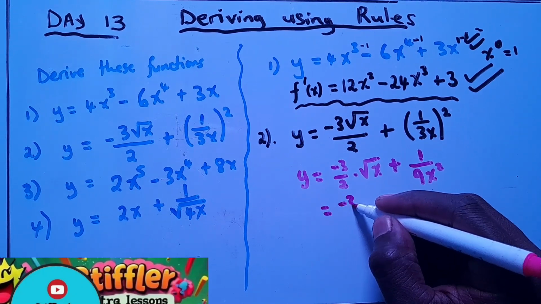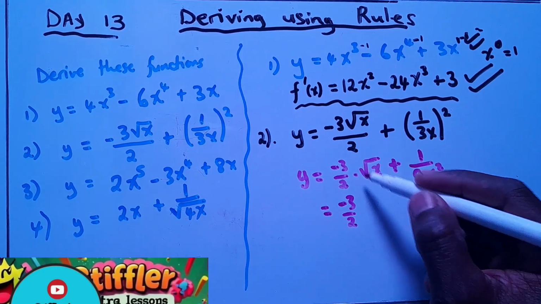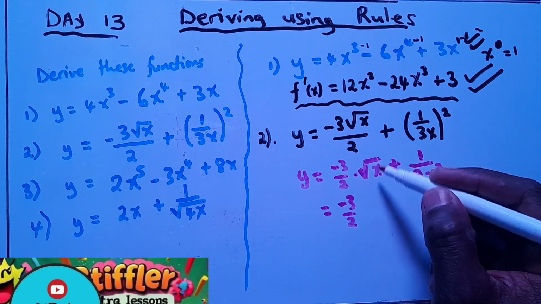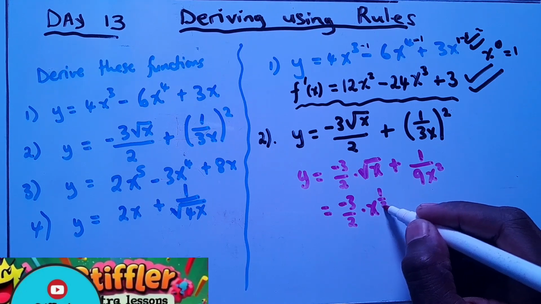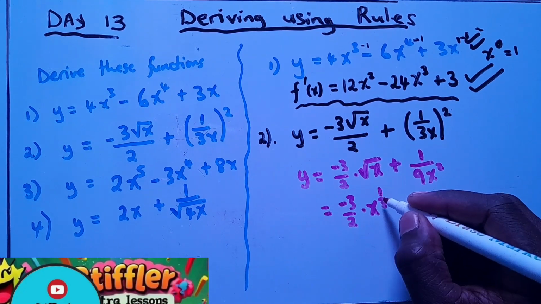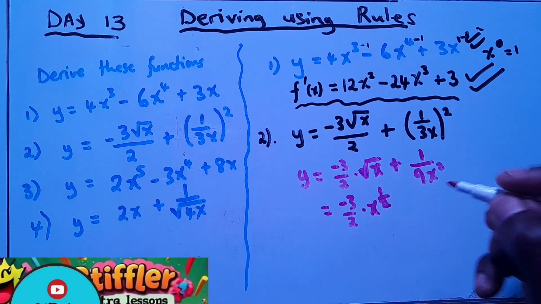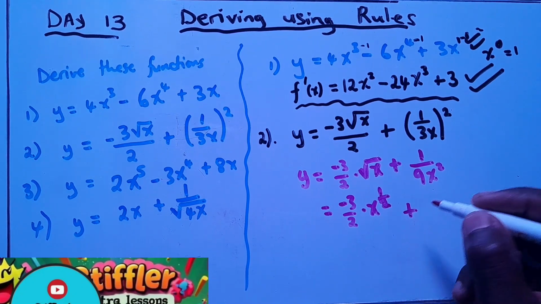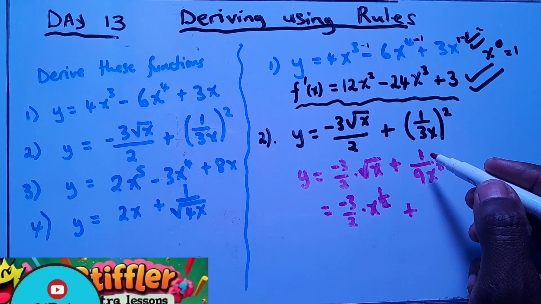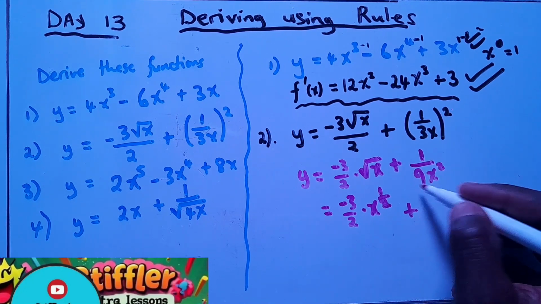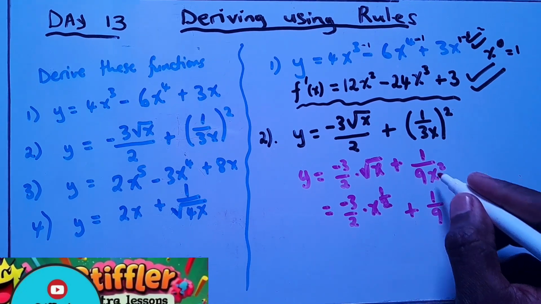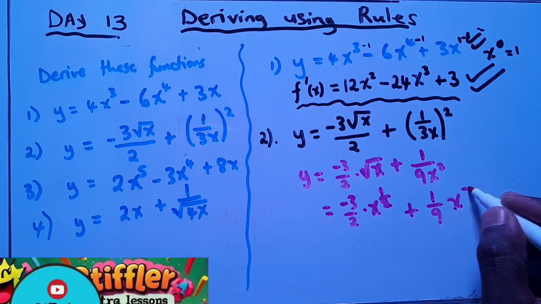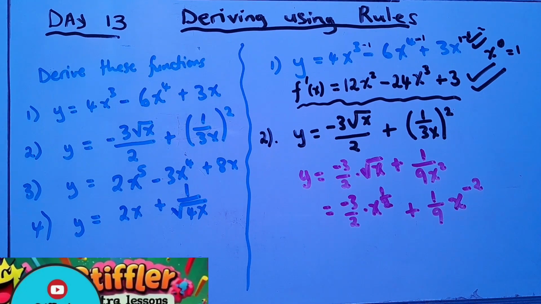So this would be negative 3 over 2. And if we use the exponents, if you're having a square root of a number, this is just the same as x to the power half, like that. So plus, and if we're having anything that has a reciprocal like that, it means that we can take this actually on top. So this will be the same as 1 over 9, and then this will give us x to the power negative 2, like this. So it means that now our equation is in a straight line.